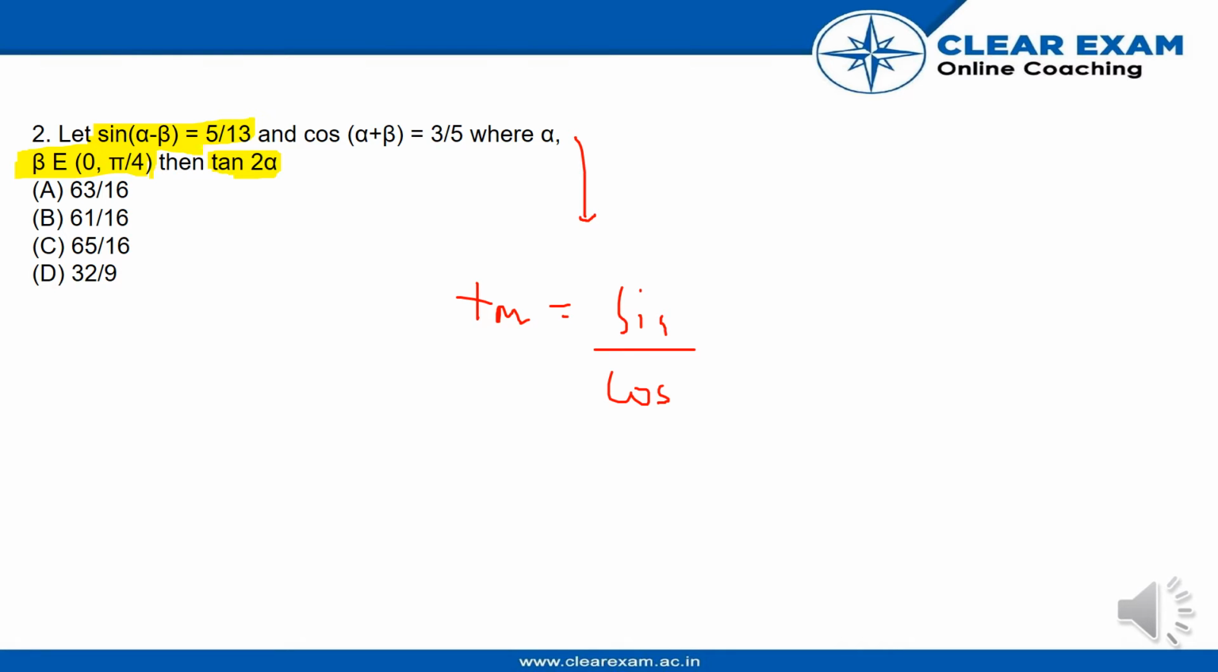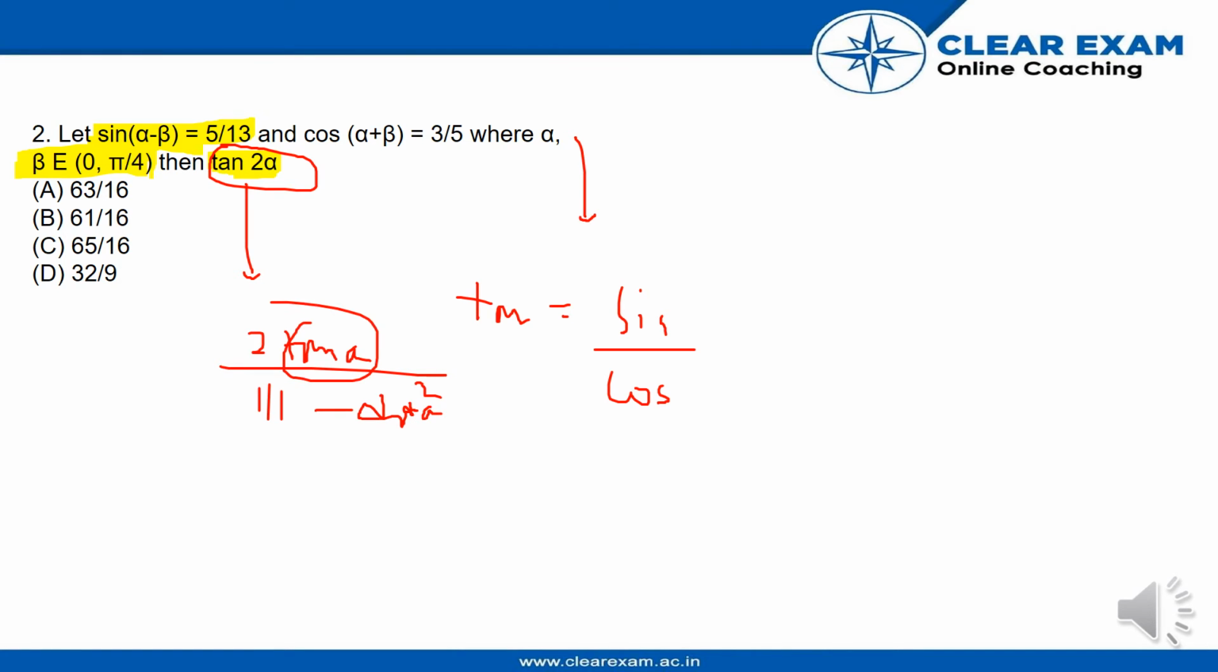So there is a general formula for tan 2a, that is 2 times tan a upon 1 minus tan squared a. For tan we can replace it with sine upon cos. We have already these functions, and we can simply find the value of tan 2a. Let's see.